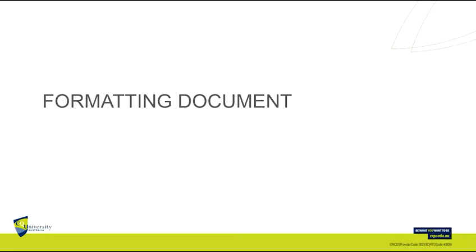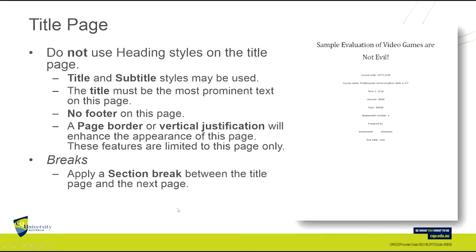We're going to look at the formatting of the document now, and just each area what needs to be done with it. So on the title page, you will see that the title page needs to have a title and then information about the document or about the assignment. So the course code, the course name, the term and year, the lecturer, tutor, assessment number, who it was prepared by, so a student name and number, and the due date. You'll notice that title and subtitle styles may be used, but do not use heading styles in here because we do not want any of this in the content list. There is no footer or header on this page.